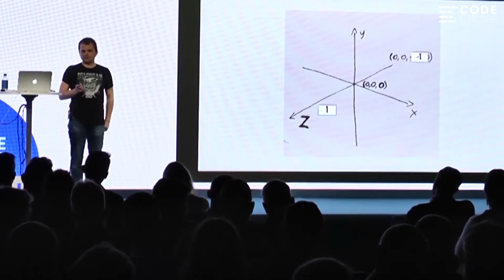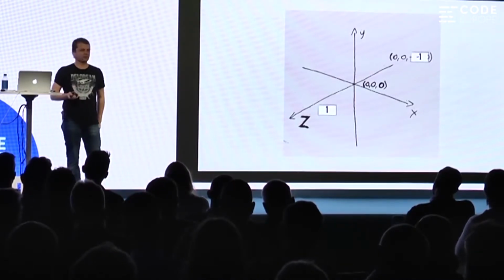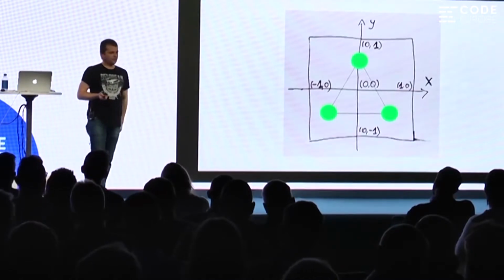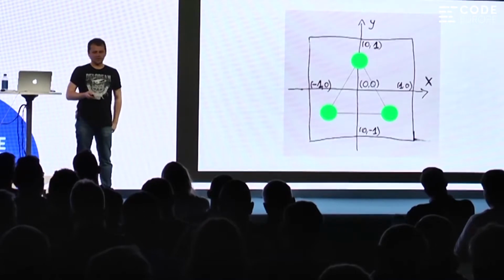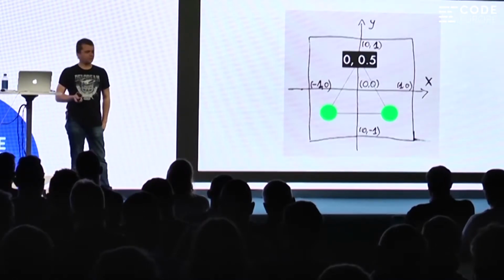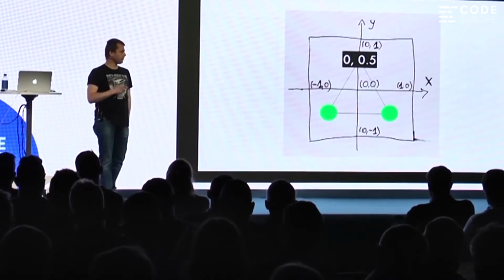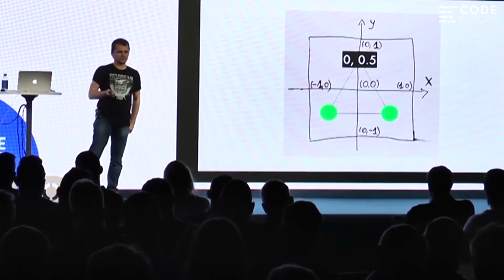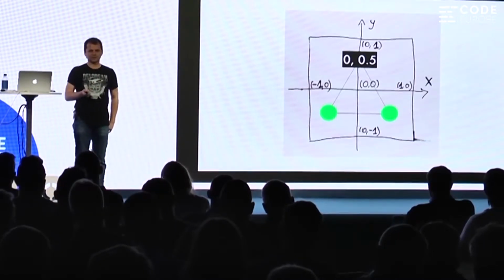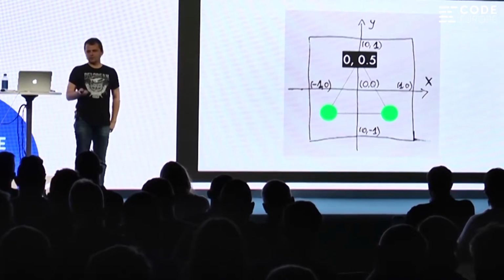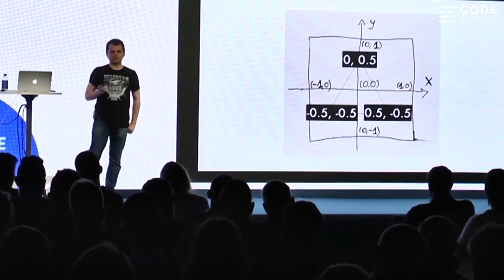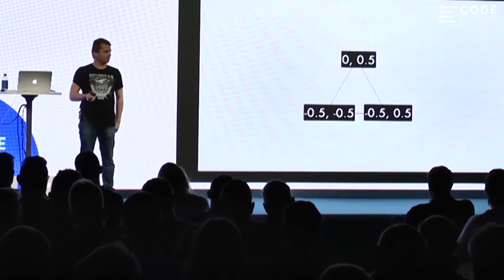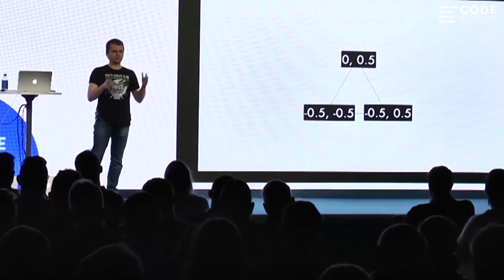OK, so let's figure out where to put our triangle. Let's say these are the points we want to have for the triangle. The first one at the top will be x 0, y 0.5. I think it's simple enough. And we just do the same thing for the second and for the third point. And we already know this is where we want to draw the triangle.